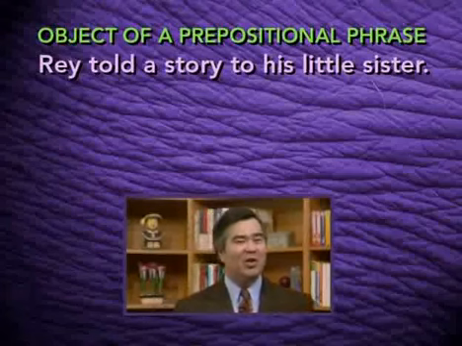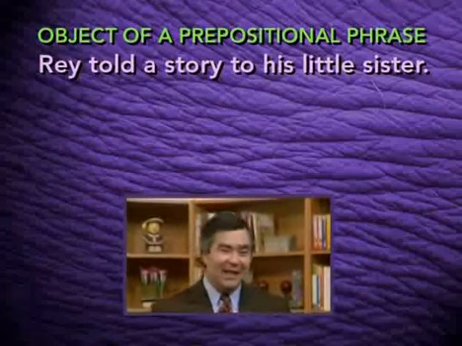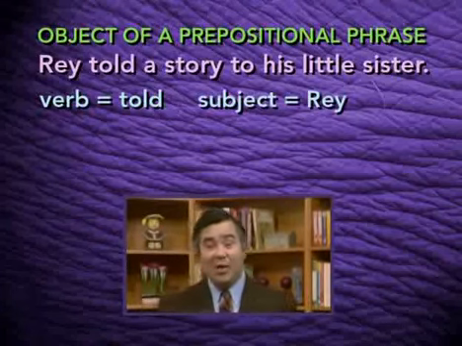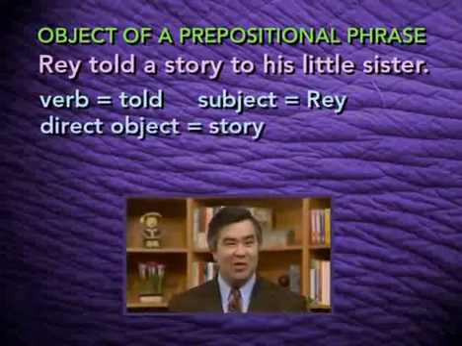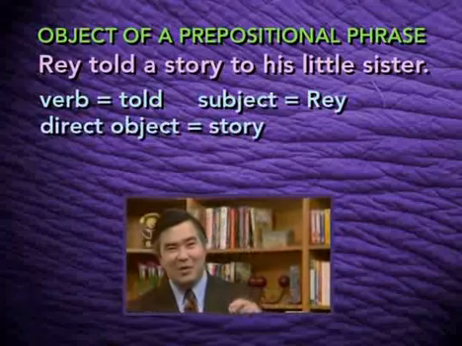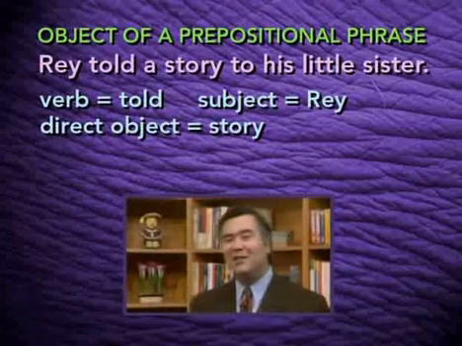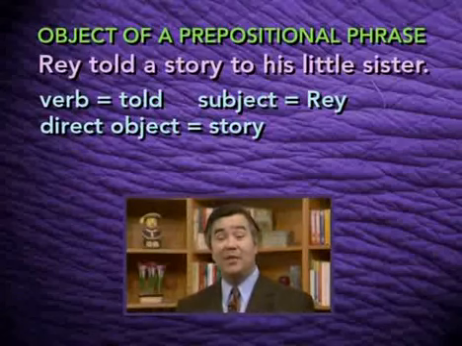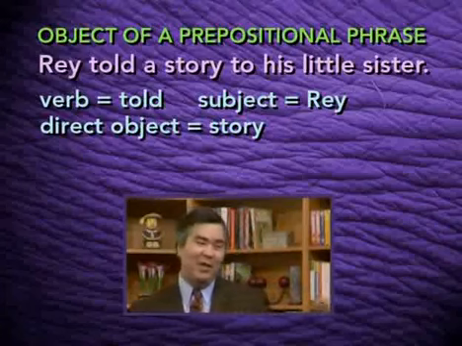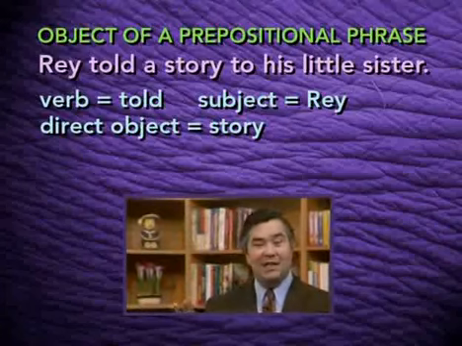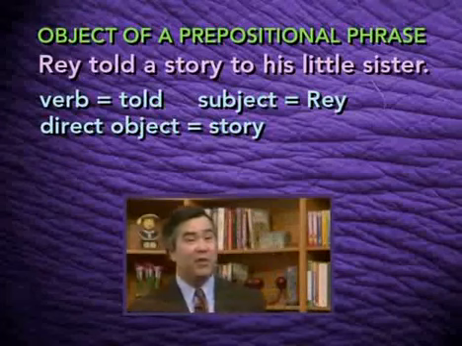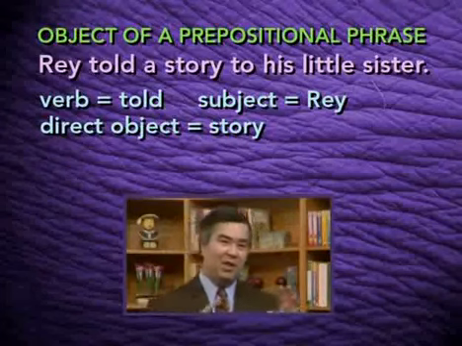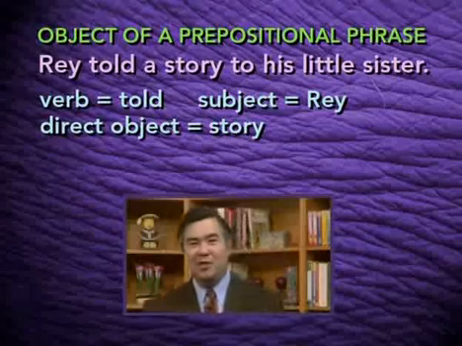Now here's another sentence that says the same thing, but doesn't contain an indirect object. Ray told a story to his little sister. In this sentence, we have the same verb, told, and the same subject, Ray. We even have the same direct object, story. That's what Ray told. Now, to whom did he tell the story? Well, he told his little sister. But in this case, little sister is not appearing as an indirect object. Notice that it's not placed between the verb and the direct object. Instead, it has been made part of a prepositional phrase and stuck on at the end of the sentence. To his little sister. The preposition to introduces the prepositional phrase.